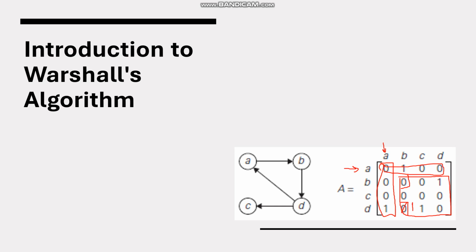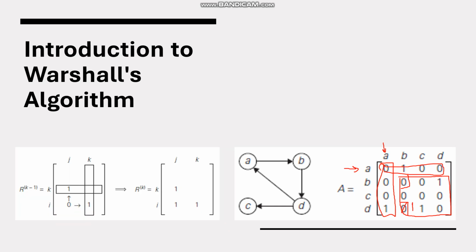And the algorithm iterates over each row and each column. Here's an example of how we changed it. If the selected row and selected column are both 1, we change the value to 1.